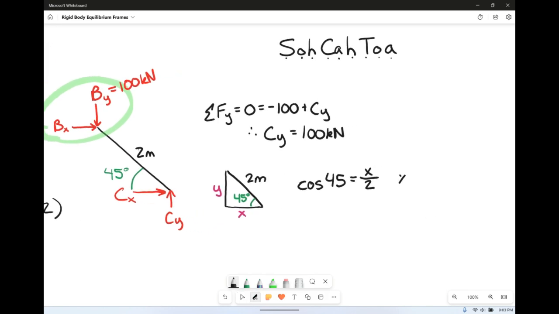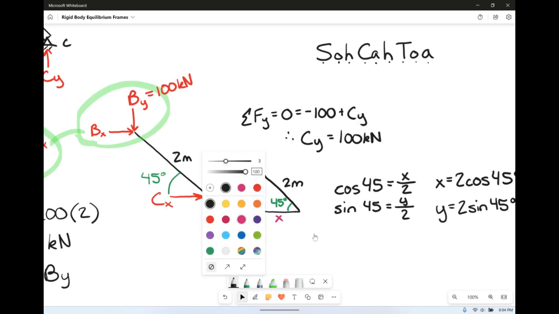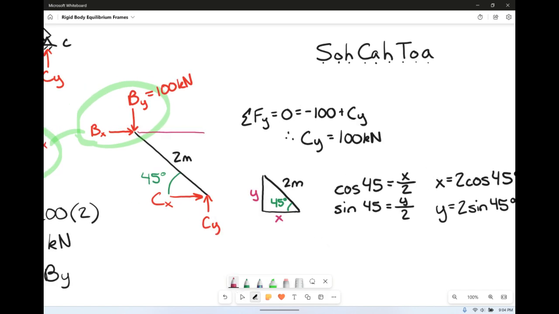So that means that x is equal to 2 times the cosine of 45 degrees. Same thing if we do sine of 45 degrees, we're going to get the opposite, which is y, over the hypotenuse, which is 2. So y is equal to 2 times the sine of 45 degrees. Now that we have those distances, right, because we can just come over here and draw them out. This is y, this is x. Those are the perpendicular distances from C to B.